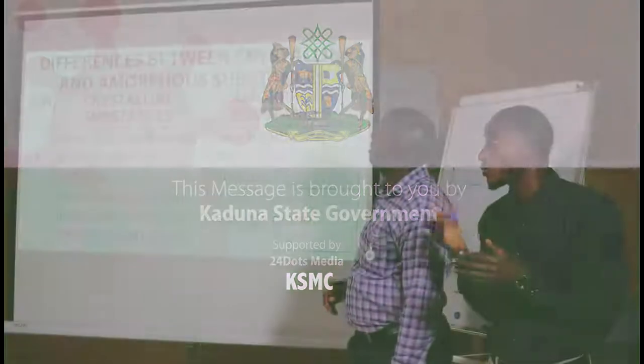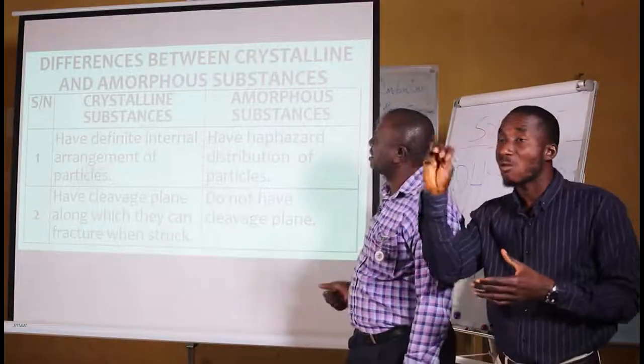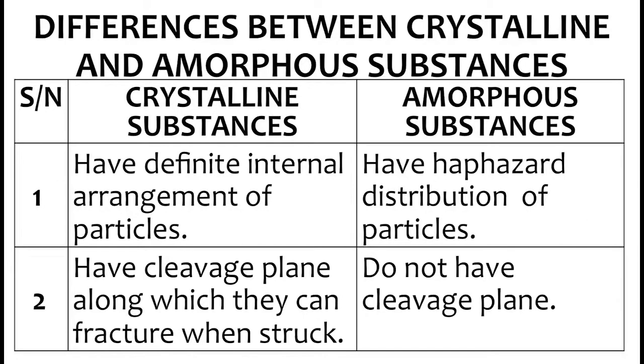So here we have the differences between crystalline and amorphous substances. We have crystalline substances and then amorphous substances. Number one, crystalline substances have definite internal arrangement of particles, while on the other hand, the amorphous substances have haphazard distribution of particles. That means they have a disorderly distribution of particles.